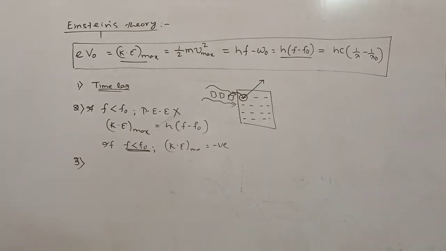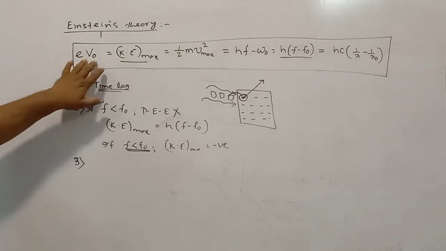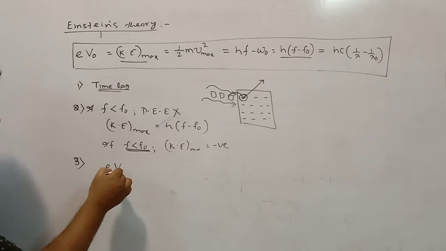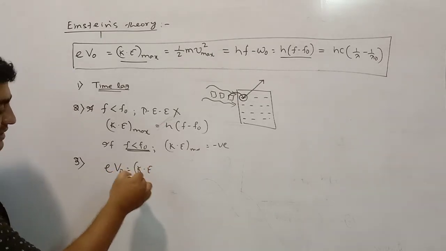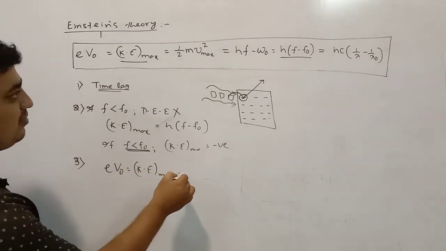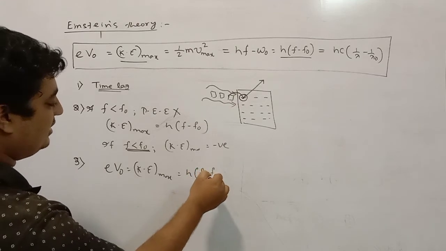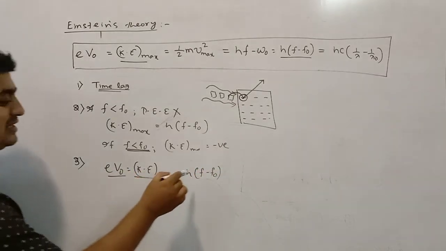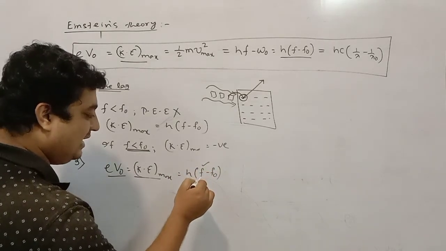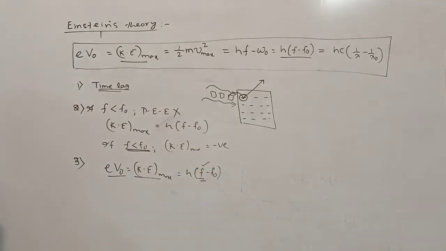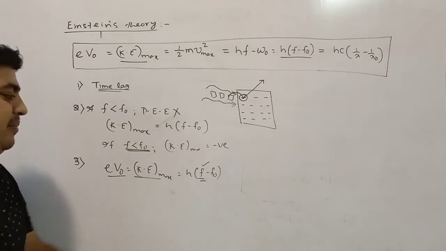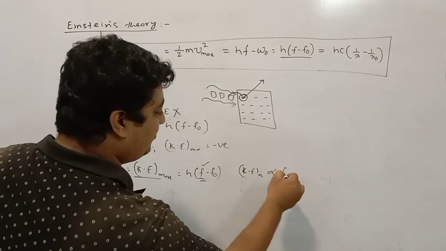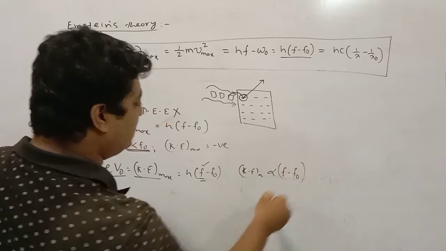Now, the third law. Stopping potential and maximum kinetic energy: e V naught equals K max, which is equal to h times (f minus f naught). So both V naught and maximum kinetic energy will increase with an increase in frequency f, because K max is directly proportional to f minus f naught.